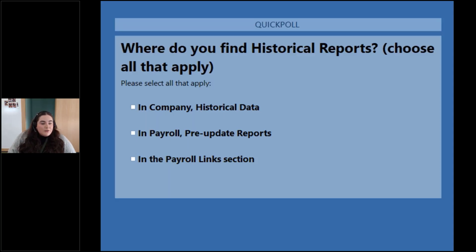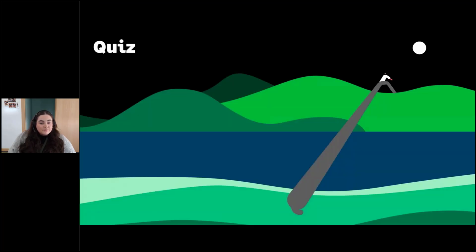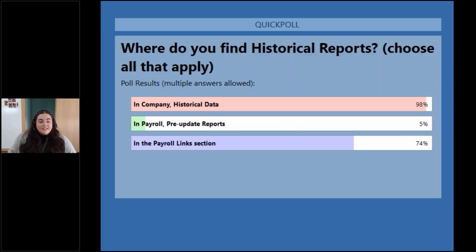Fabulous. I'll just close that down and share those results as well. So 98% of you said in company and historical data, 5% in payroll and pre-update reports, and 74% in the payroll links section. So yeah, the ones with the most people answering there, those are correct. So you can find it in both company and historical data and of course the payroll links section. 2 options there, but it will bring you to the same place. That middle answer there, that's of course where you'll find the pre-update reports instead. So well done to those of you who got that correct.